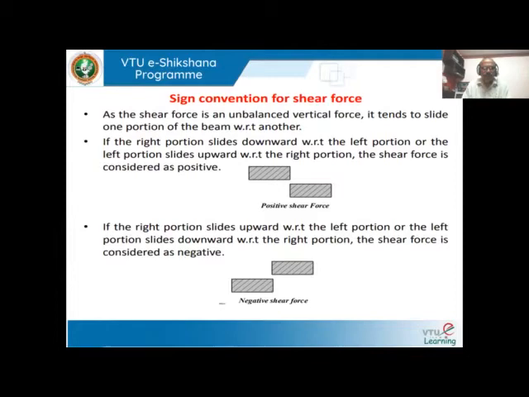Then, while drawing shear force and bending moment diagrams, we have to consider some sign conventions. The sign convention I am following here is, if the shear force is an unbalanced vertical force, it tends to shear one portion of the beam with respect to another. If the right portion slides down, I'll consider that as positive. So right downward shear force is taken as positive for the section considered, and then left downward is negative. The other two conditions: left upward is positive and right upward is negative.